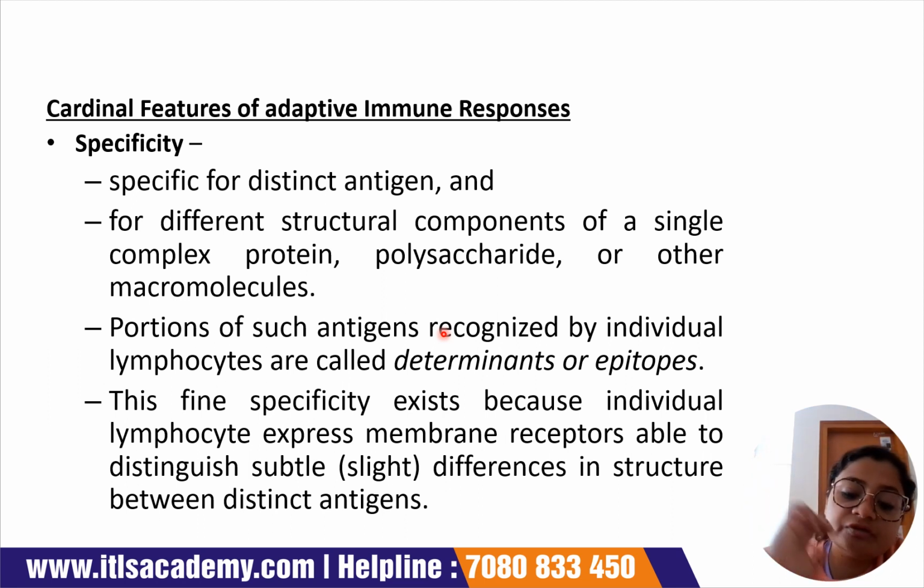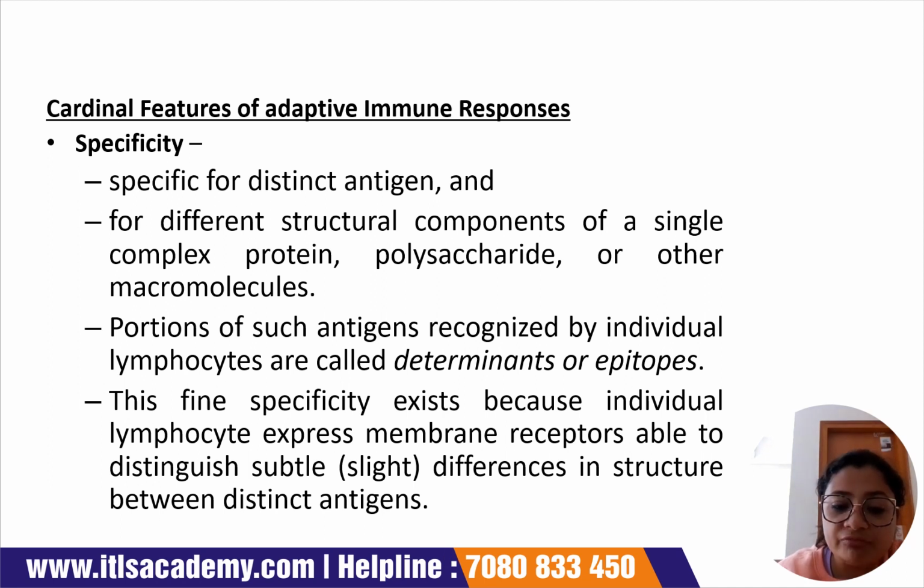Now moving forward, what are the cardinal features, the specific important features of the adaptive immune response? Firstly, it is specificity. It is specific for distinct antigens, for different structural components of a single complex protein, polysaccharide, or other macromolecules. There are portions of such antigens which are recognized by individual lymphocytes, and these are called the determinants or epitopes. Epitopes are again a very important concept when we are talking about adaptive immunity. I will be explaining to you with a nice diagram what epitopes are. This fine specificity exists because individual lymphocytes express membrane receptors able to distinguish slight differences in structure between distinct antigens, and that is where the importance of epitopes comes in.